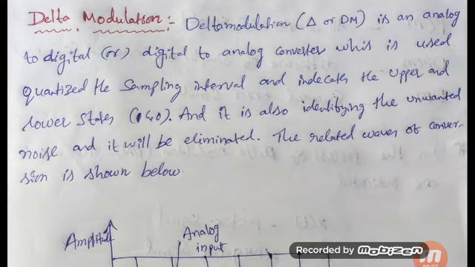Delta modulation is a converter which converts information in the form of analog to digital, and in some cases digital to analog. By using a quantizer and sampler we can easily convert the information to quantized sampling intervals, and it indicates the upper and lower states, either 0 and 1.